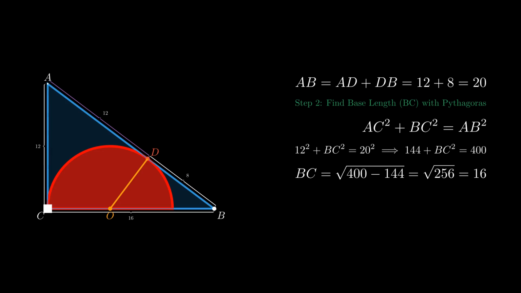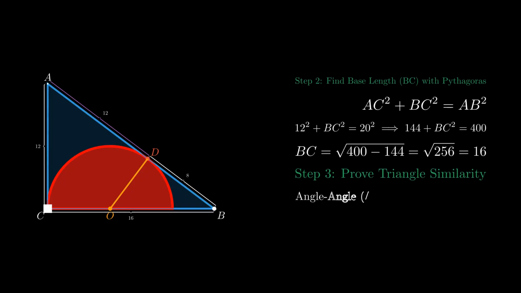To find the radius, our third step is to establish a similarity between the large triangle, ABC, and a smaller triangle, ODB, where O is the center of the semicircle. We can prove this using the angle-angle similarity criterion, which requires showing that two corresponding angles in the triangles are equal.